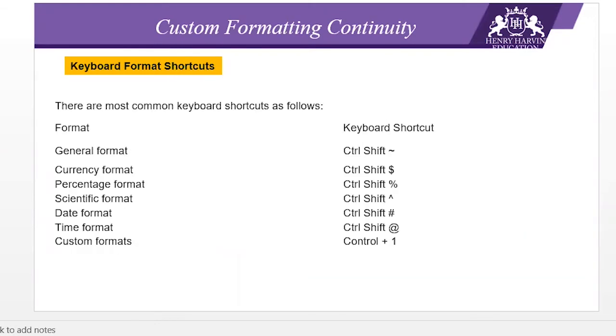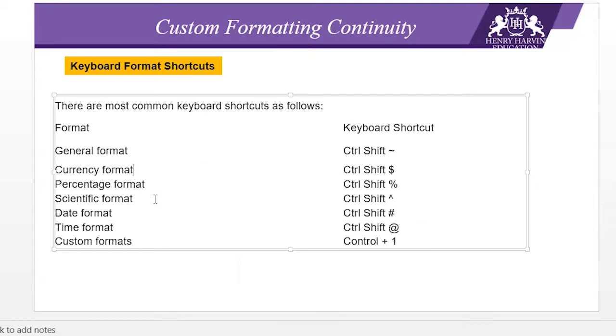Now let me go to this slide. Keyboard shortcuts: the format can be applied by using these. General format, we can apply Control Shift Tilde. Tilde you can find close to 1 or 2 to the left. Currency format, Control Shift Dollar. Percentage format, Control Shift Percentage. Scientific format, you can see Control Shift power sign. Date format, Control Shift Hash. And time format this, and Control 1 for custom format, guys. This is what we are actually using, and these are the formats which we use in our day-to-day life.